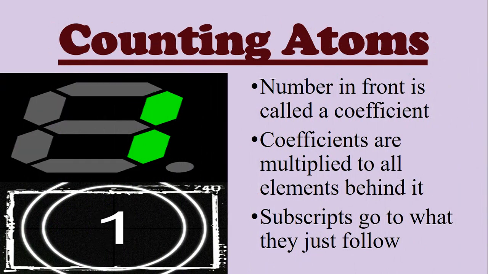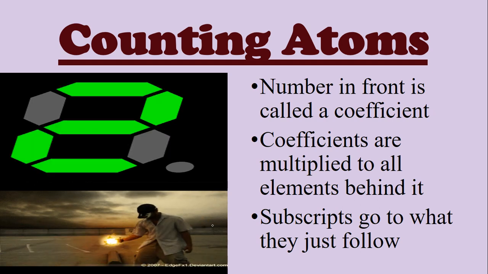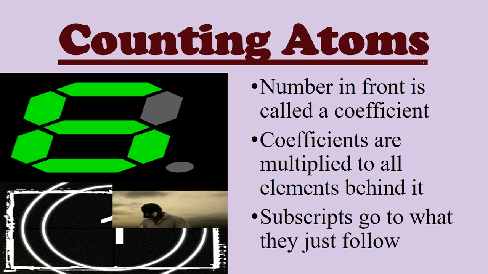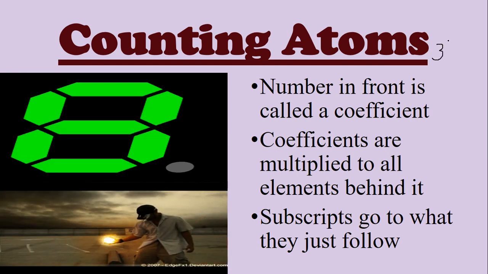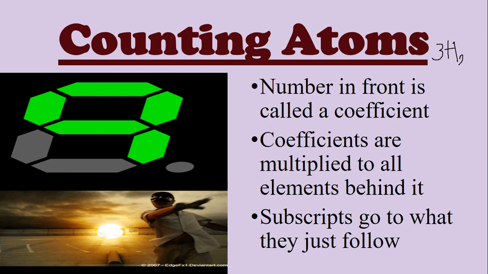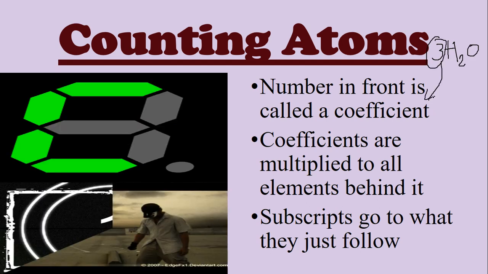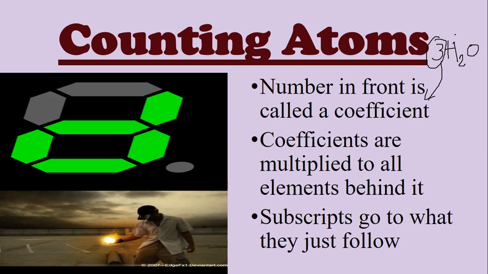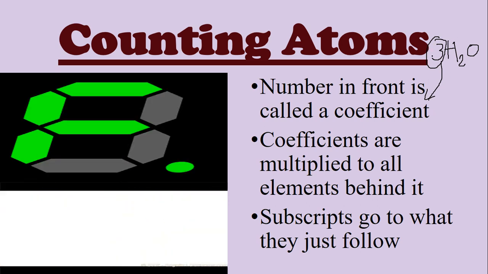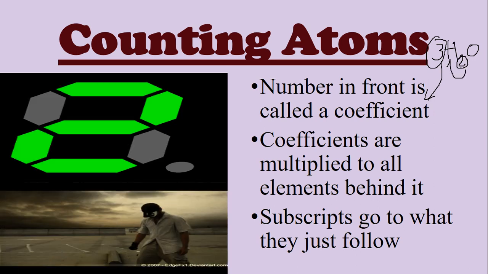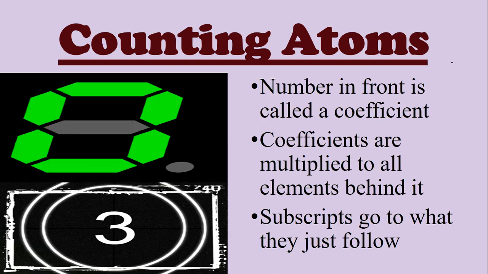Now, when we talk about compounds and reactions, we have to talk about counting atoms. And so those big numbers you see, say I have 3H2O, this 3 here is known as a coefficient. It's multiplied to everything behind it. Subscripts like this 2 would only go to the H. All right, and we're going to do some practice with this.